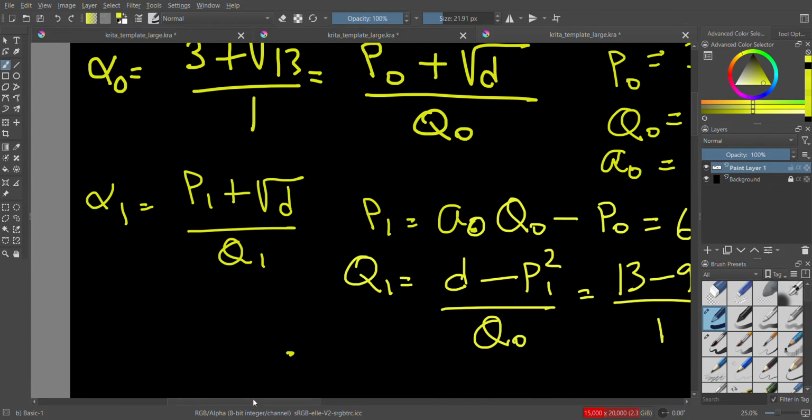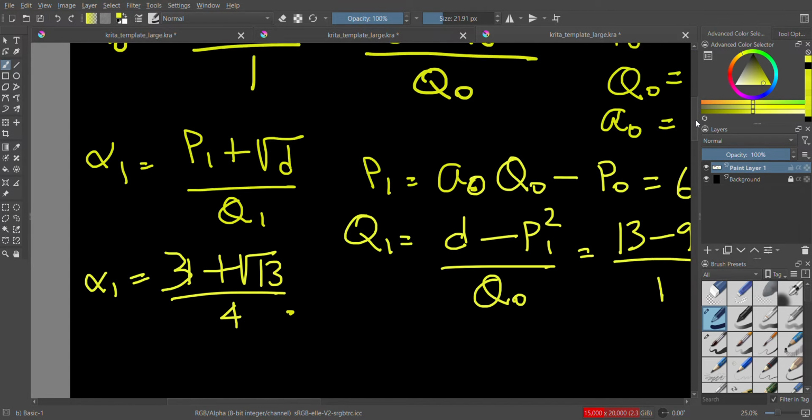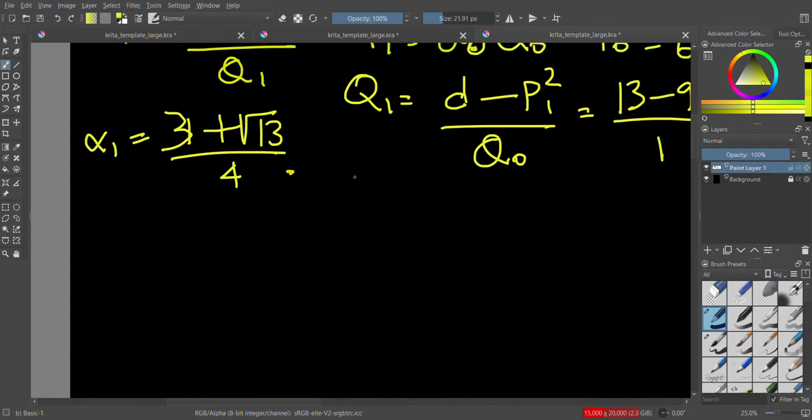So our alpha 1 is 3 plus square root of 13 over 4. And I'm not going to go and access the other file, but if you go back in the video, you will see that this is exactly what we found last time. And your A1 is 1.